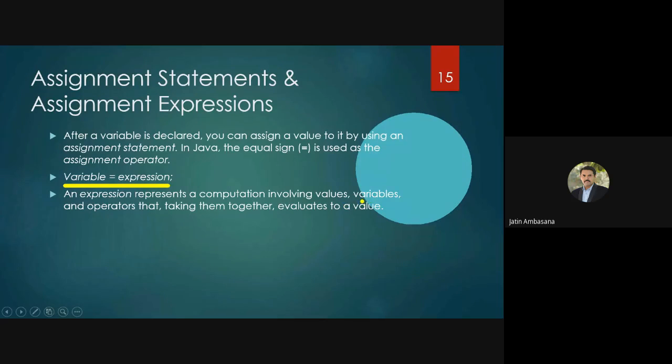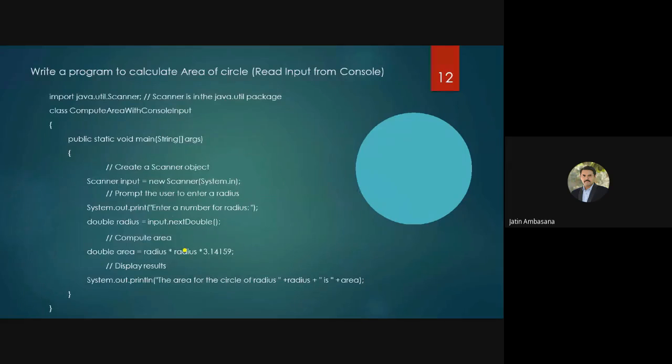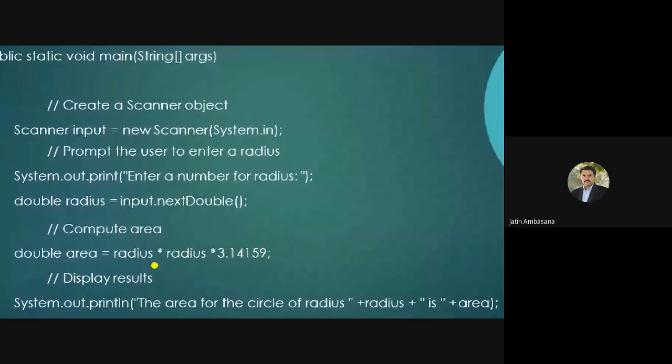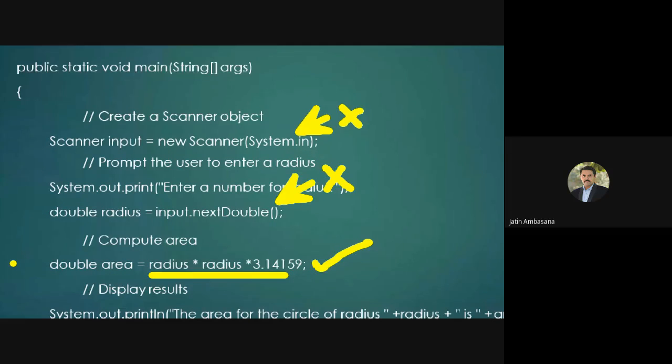Expressions contain variables, values and operators. So see, this is an expression. What is this? This is an expression. Which one? This one. We cannot say this is an expression or this is an expression. No, these are not expressions. This is a valid expression. Okay, understand?